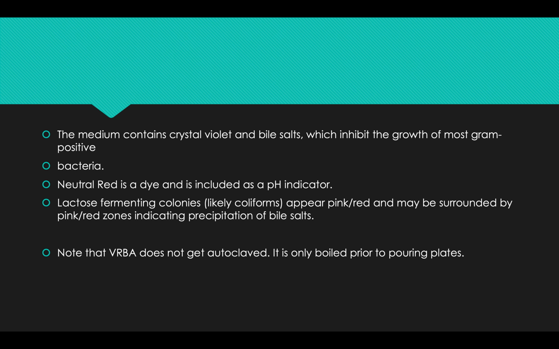This medium contains crystal violet and bile salt, which inhibit the growth of most of the gram-positive bacteria. Neutral red is a dye and is included as a pH indicator. Lactose fermenting colonies like coliforms appear pink and may be surrounded by pink or red zones, indicating precipitation of the bile salt.